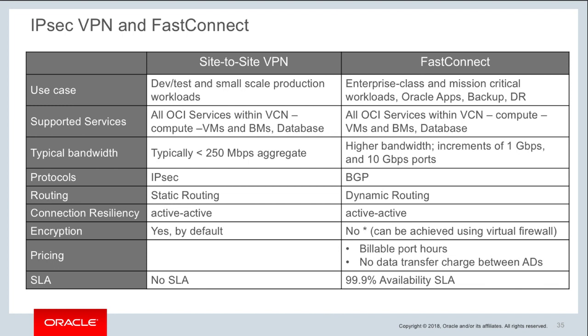But if there are certain use cases where you want to encrypt your traffic, even going over the FastConnect link, you can do so either using a virtual firewall instance on both ends, or you can also use a public peering connection and set up an IPsec VPN on top of it.